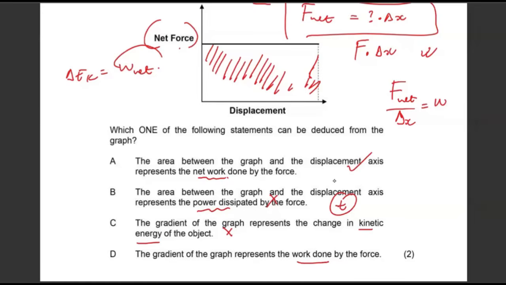Nope, that is not true, because we know that work done is force times displacement. Now, if you have the force over the displacement, then that is like the reciprocal of work. So the best option for me would be option A.